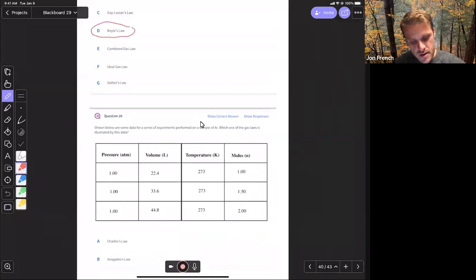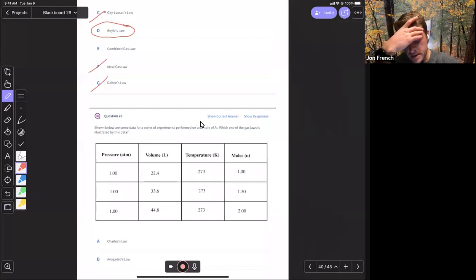So Charles' law was temperature, Boyle's law was the pressure volume relationship. So yeah, Boyle's law, right? We didn't do that. Gay-Lussac's law we talked about, that was temperature and pressure. And yeah, we didn't really talk about Dalton's law. So yeah, Boyle's law for question 25.